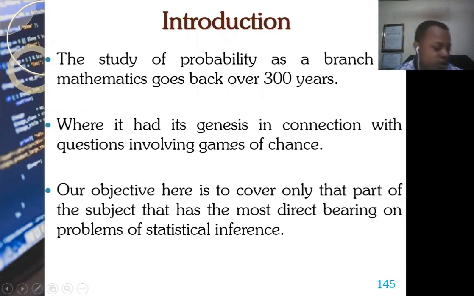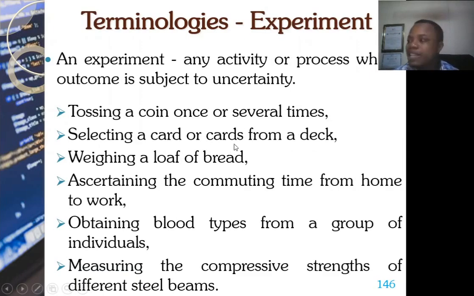Before we move on into the whole thing, let's look at some terminologies. These are some terminologies that I'm going to use, and they are common ones. You might have heard of them. The first one that we shall look at is an experiment. Most of you are science students, so once we talk about an experiment, you are familiar. It is an activity or process whose outcome is subject to uncertainty. We can also think of an experiment as any process that generates a well-defined outcome.